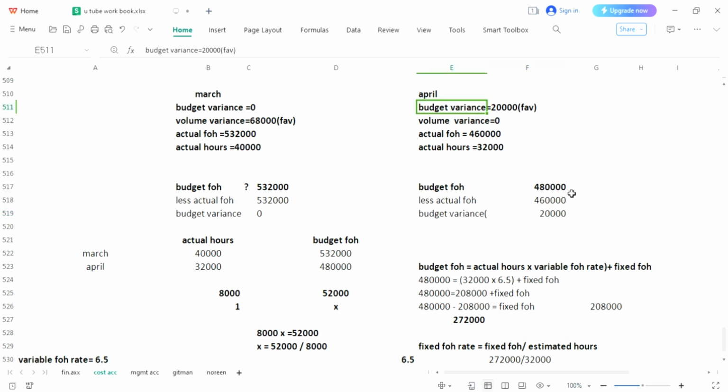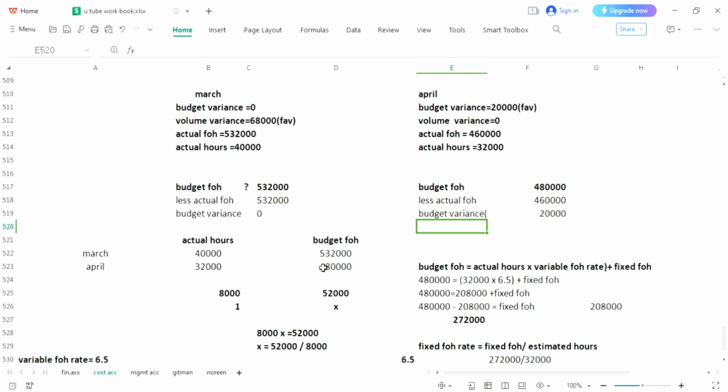And you have calculated your budget FH through understanding. How have you understood? You have seen it is favorable. Favorable means actual was meant to be less. So you have added these known amounts to make budget more and actual less. In this way, two budgets were calculated, 480 and 532. Hours were mentioned, 40,000 hours for March, 32,000 for April.